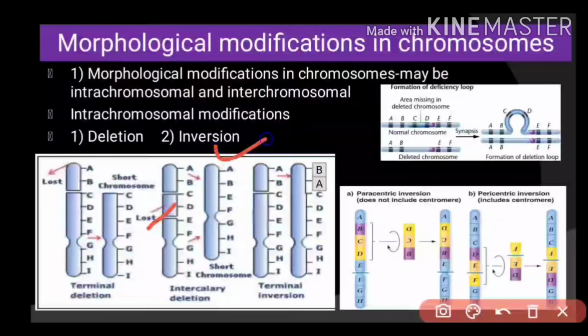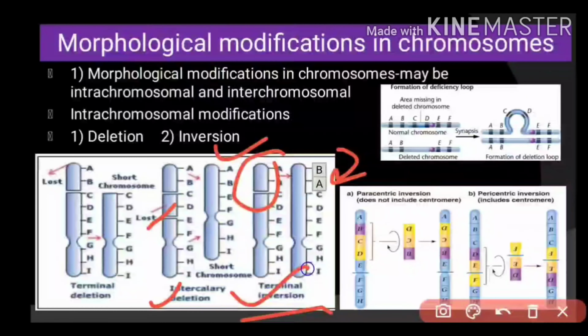Now the modified one is smaller or shorter in length. The original one is longer in length. Now move on to the inversion. In the inversion, the part gets inverted, or we can say it is reversed. So this segment, the AB segment, is reversed.